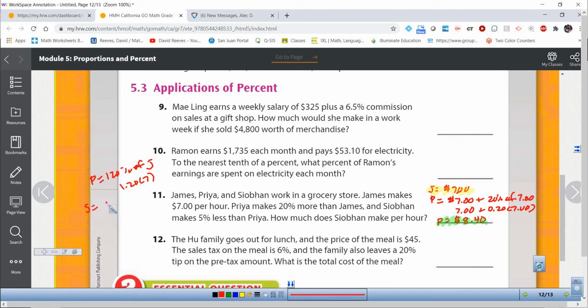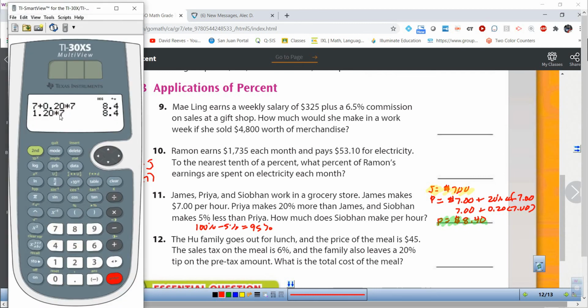Siobhan is 95% of Priya, right? Because 100% minus 5% is 95%, right? So again, we could do it this way. I'm going to show you both ways. We could take Priya's, which is 840, and we can subtract 5%, which would be 0.05, because remember, you move the decimal 2 places to the left, times 840.